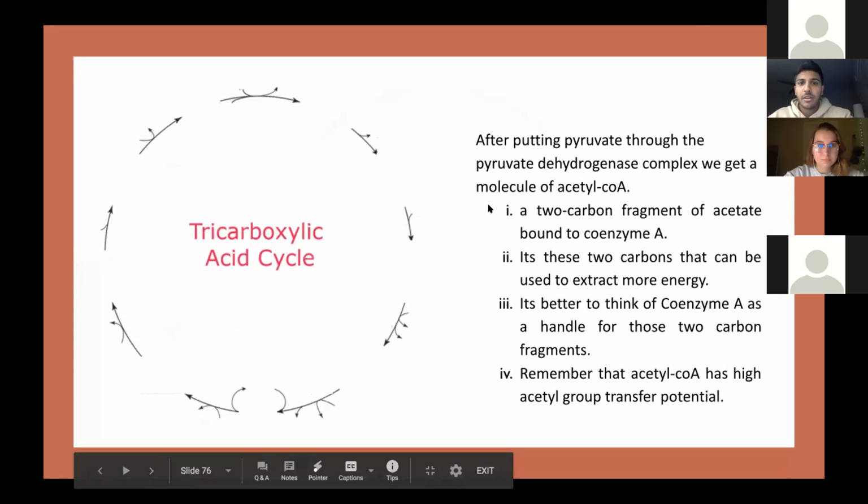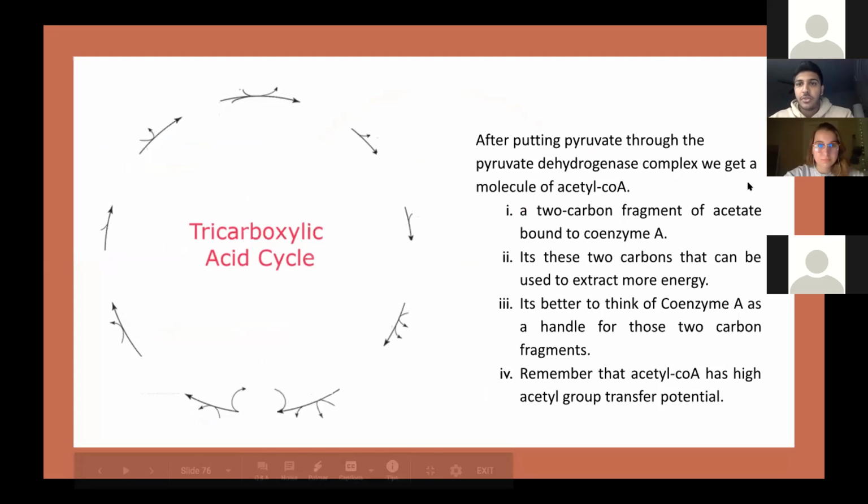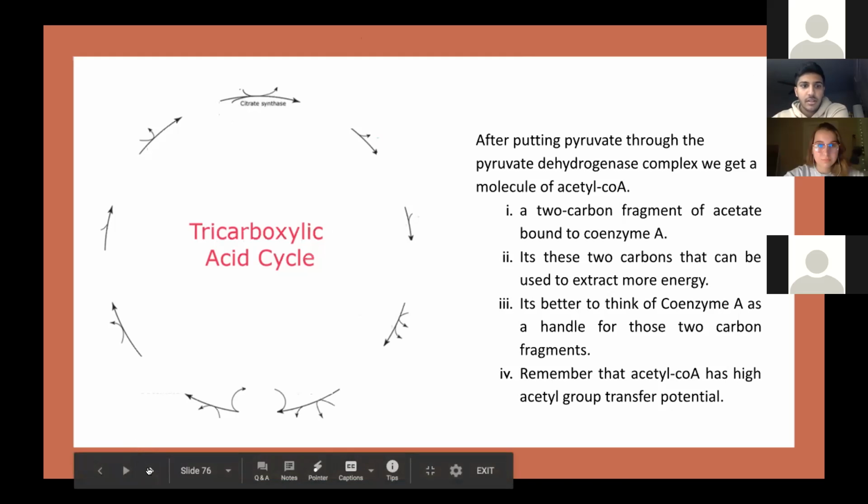In terms of the tricarboxylic cycle, after you put pyruvate through the PDH complex, you get acetyl-CoA. Acetyl-CoA comes in at that first step and combines with oxaloacetate to make citrate. Acetyl-CoA is a 2-carbon fragment of acetate bound to coenzyme A, and it's these 2 carbons that can be used to extract more energy. When you think of coenzyme A, think of it as a way to handle those 2-carbon fragments. Also know that acetyl-CoA has something called high acetyl group transfer potential, which is really important. I'll talk about that a little later.